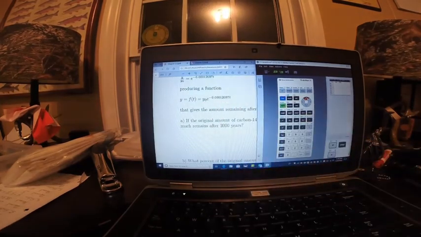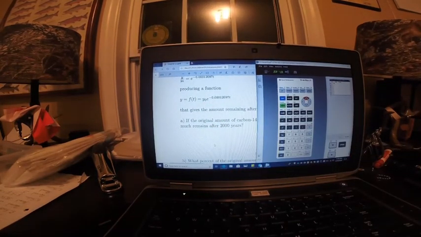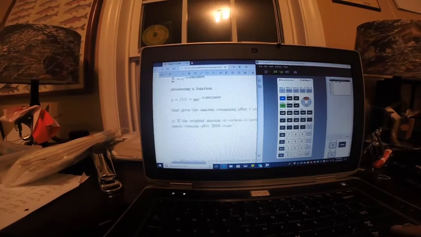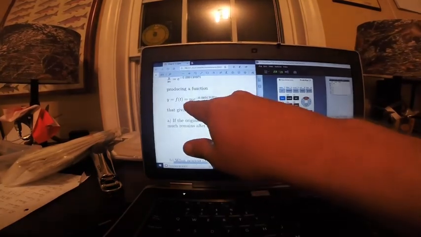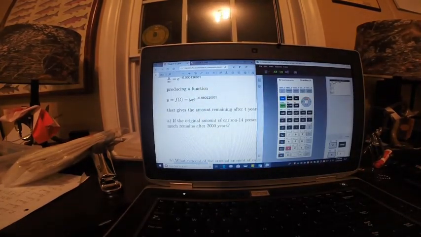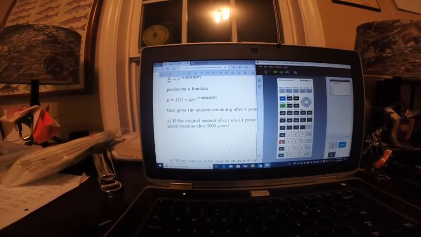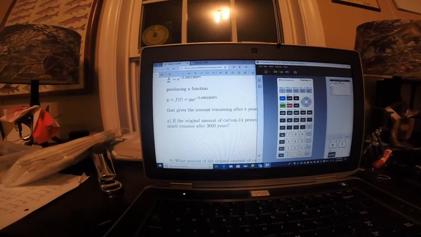So the Y naught in our formula that we're going to use for part A is that 100 grams. So 100 grams is going to go where this Y naught is. So I've got 100 times, I'm going to do second E raised to the negative 0.0001297t, and we'll have to use an X for our t. So I've got it typed in. We want to know how much remains after 2,000 years.